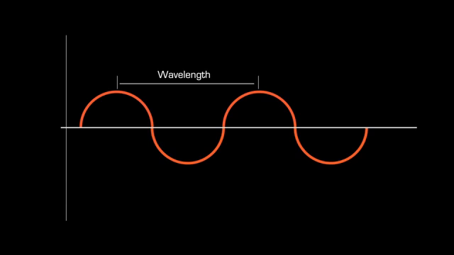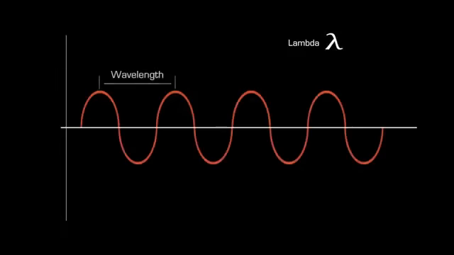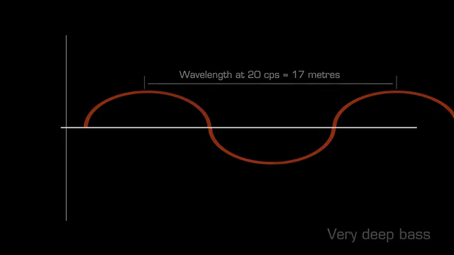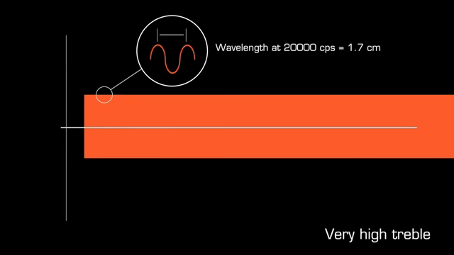The physical distance between two adjacent points on two cycles of a sound wave is called the wavelength and is denoted by the Greek letter lambda. Because a sound can vibrate at many different speeds or frequencies, this wavelength is variable. The wavelength of sound at 20 cycles per second, deep bass, is approximately 17 meters. The wavelength of sound at 20,000 cycles per second, high treble, is 1.7 centimeters. Wavelength is critical to understanding how a sound behaves when it encounters a physical obstruction.